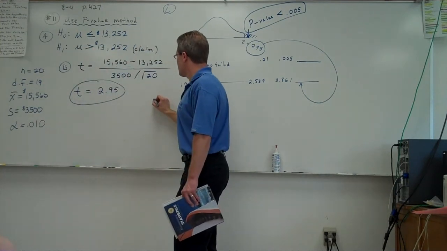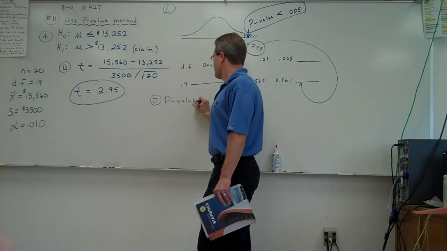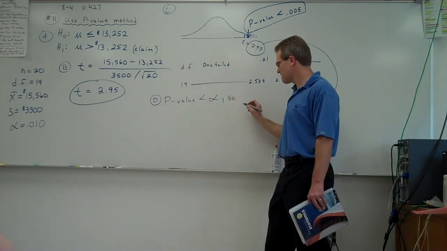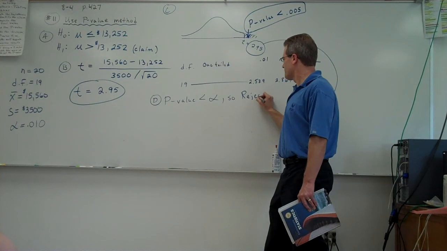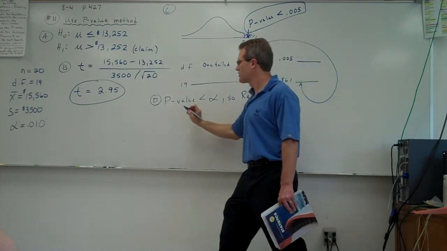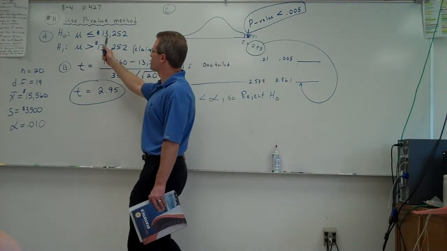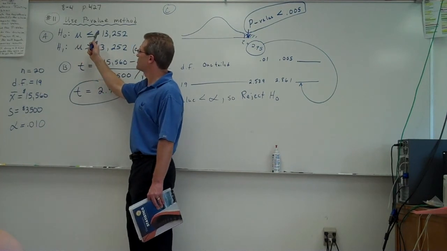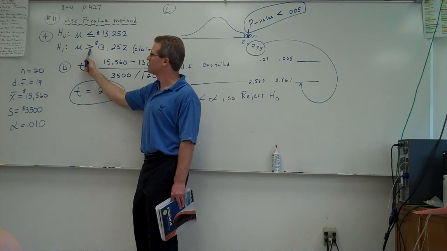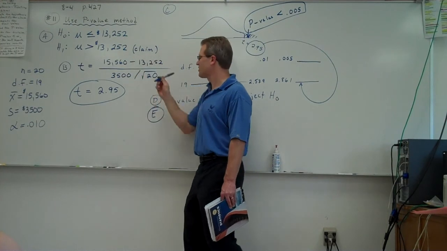So we can say that for part D, the p-value is less than alpha, so what? Reject the null. Step D, you're always going to say reject the null or do not reject the null, every time. Those are your only options. Step E, if we're rejecting the null, that means we think it's false. That means we're thinking the alternative is true. So we're going to say there is enough evidence to what? Support the claim. Yep.